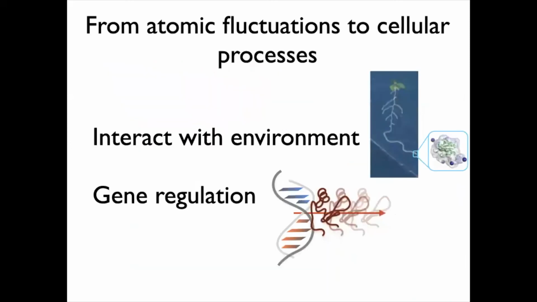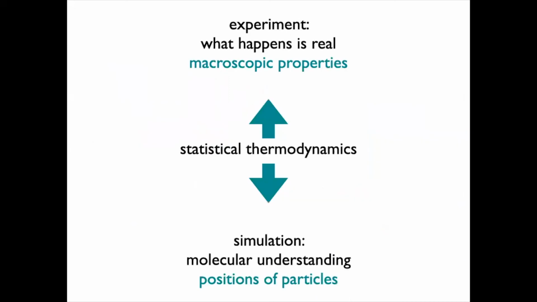To summarize, from atomic fluctuation interactions to cellular processes, I showed an example of how to interact with the environment, and showed some work we've done on understanding gene regulation. But actually what I do is I look at positions of particles and try to link that to what happens in experiments.